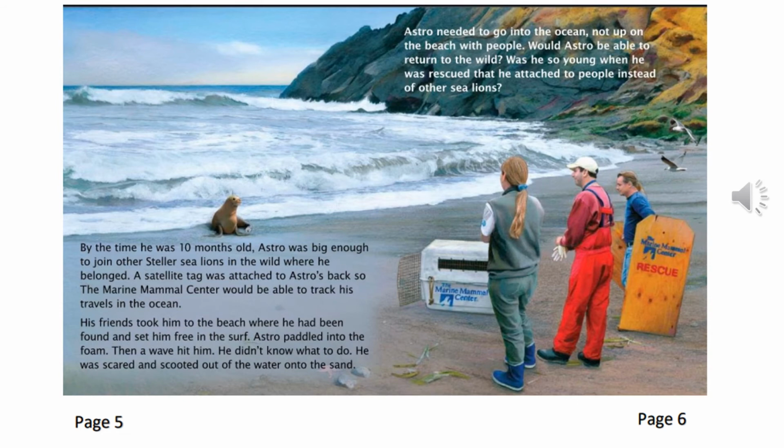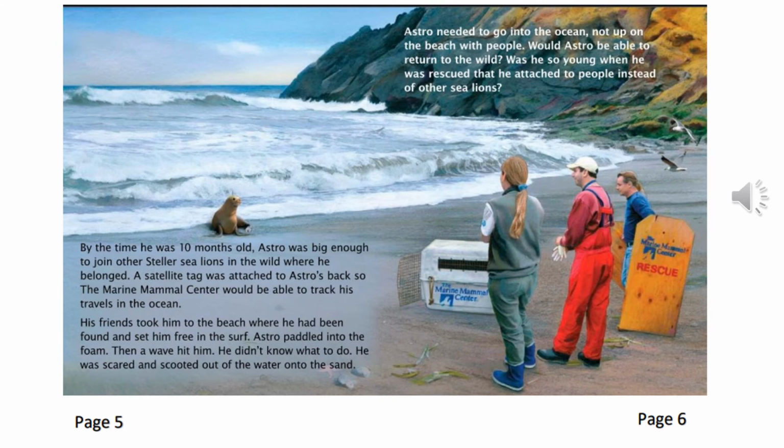By the time he was 10 months old, Astro was big enough to join the stellar sea lions in the wild where he belonged. A satellite tag was attached to Astro's back so the Marine Mammal Center would be able to track his travels in the ocean. His friends took him to the beach where he had been found and set him free in the surf.